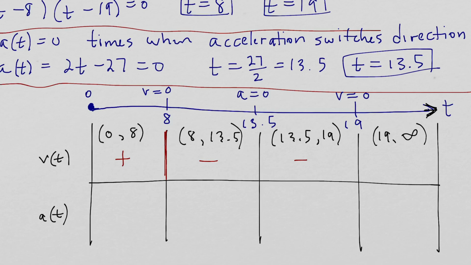But we do expect velocity to change signs on the other side of 19, so you could put in something like 20. If you substitute it in there, you're going to find that you get a positive velocity. So I've got the top line filled out, just substituting numbers in those intervals into my velocity function.